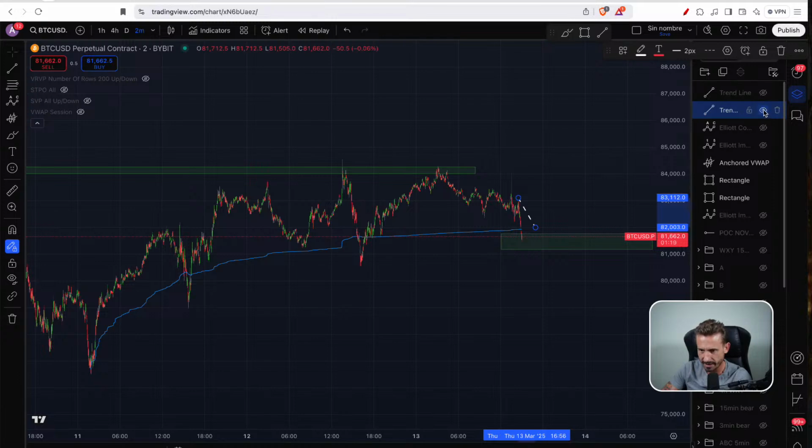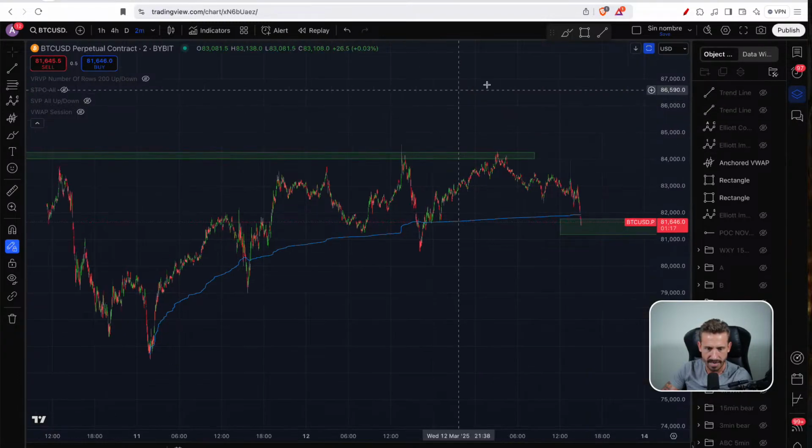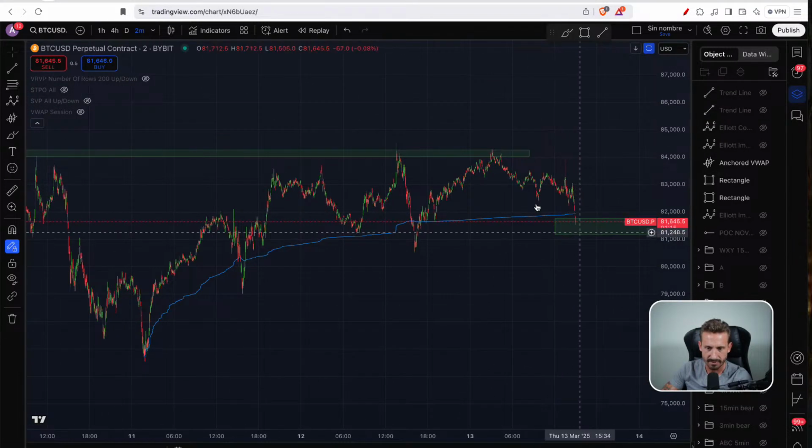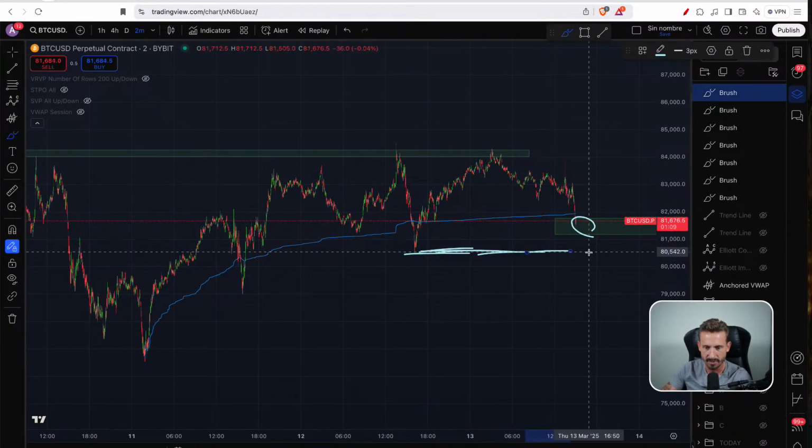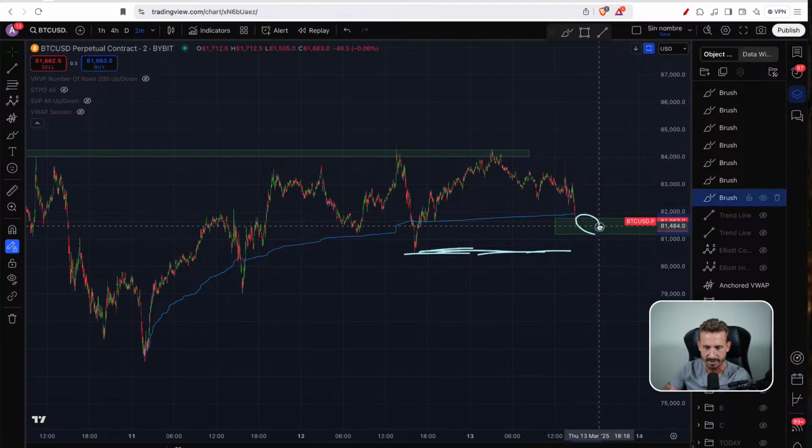So what we're looking at here is a little bit of the dancing, right? It's time to dance now. Price needs to start dancing here before we take out this low. If we maintain above this low and we start dancing, we are going to join the dance.